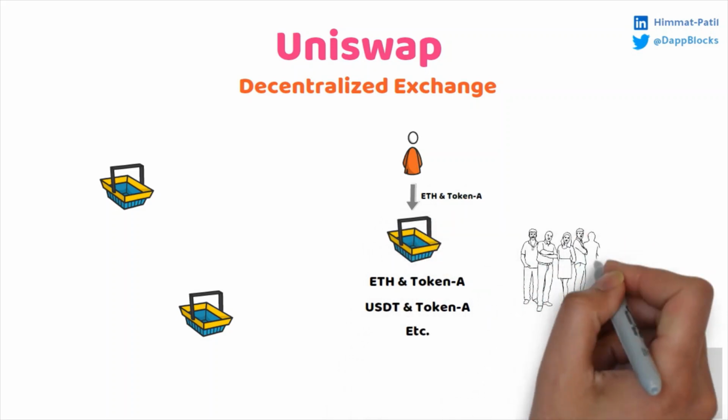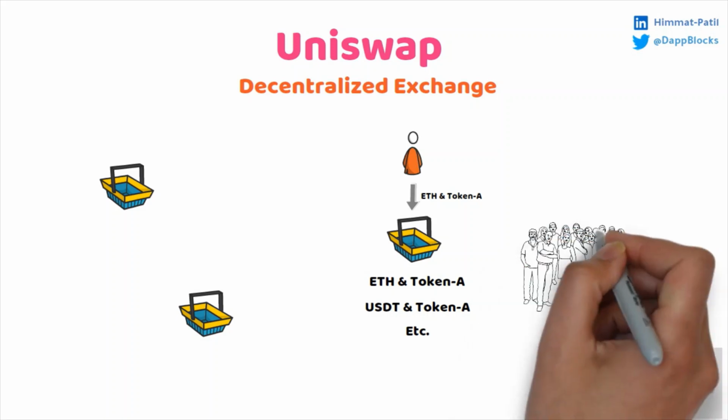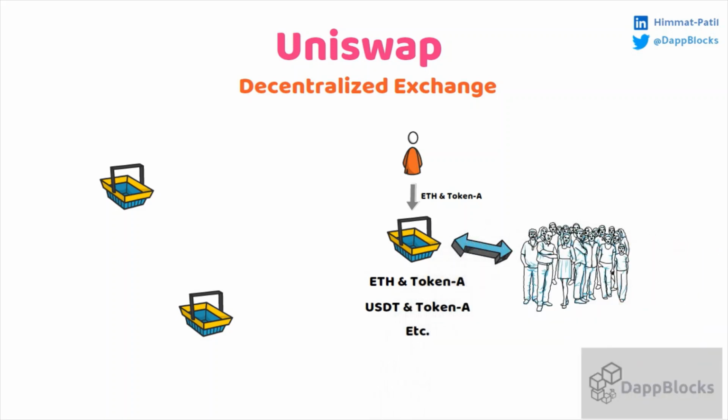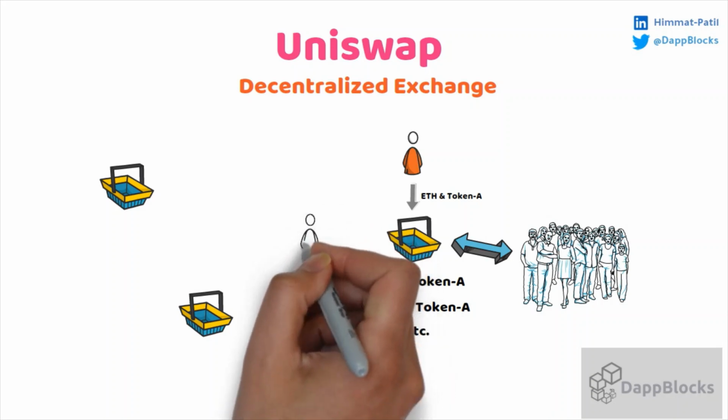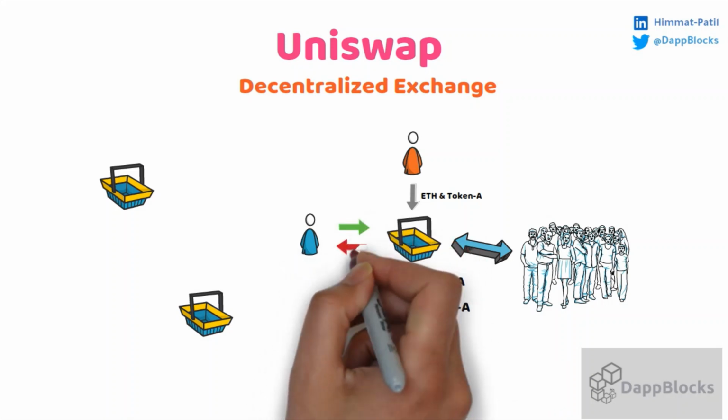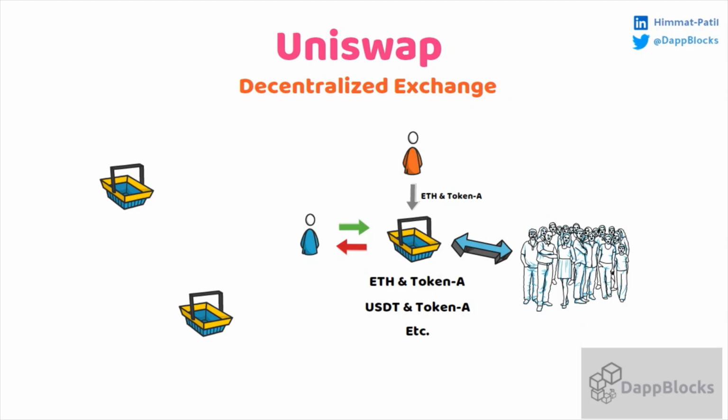Once liquidity is available in the pool, people will start trading the tokens. One can swap ETH for token A or swap token A for ETH. Also, any user can add liquidity to the pool and get a certain percentage of the trading fees. One can remove the liquidity from the pool. Let's jump to the coding part and try to execute one swap function.